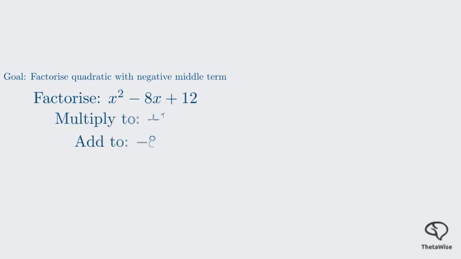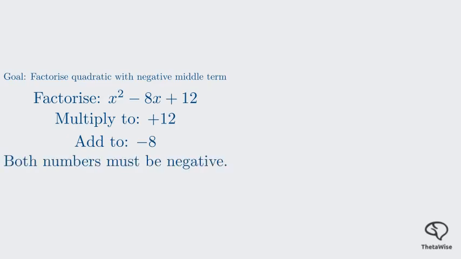Next, we will look at a case where the middle term is negative, but the constant term is positive. Our goal here is to understand why both brackets will contain minus signs. Our objective is to factorize x squared minus 8x plus 12. We need two numbers that multiply to give positive 12 and add to give negative 8. Think about your directed numbers. For two numbers to multiply to a positive but add to a negative, both numbers must be negative.